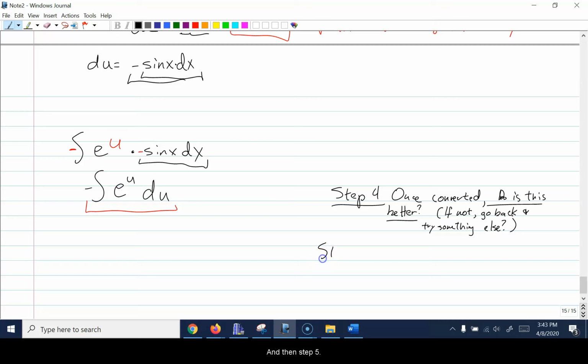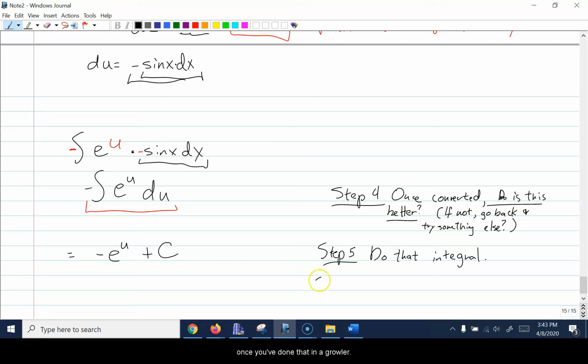And then step 5, do that integral. I said that like this is the last step. It's not the last step yet. I've got the integral of e to the u du. Do I know how to integrate that? Yes, I do. The integral of e to the x is e to the x. The integral of e to the u is e to the u, plus c. This is the one where it happens to be the same answer. Usually you don't have the exact same answer.